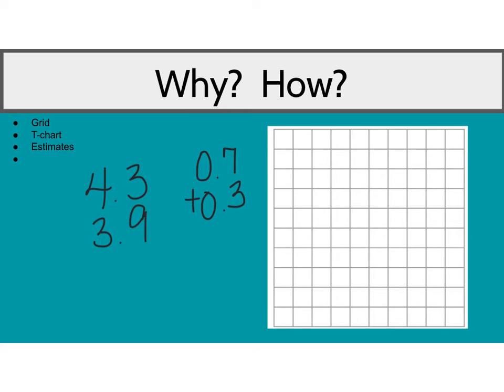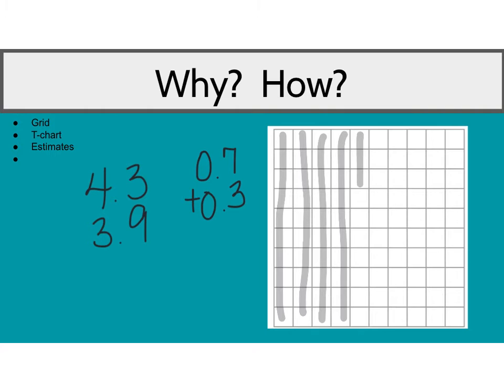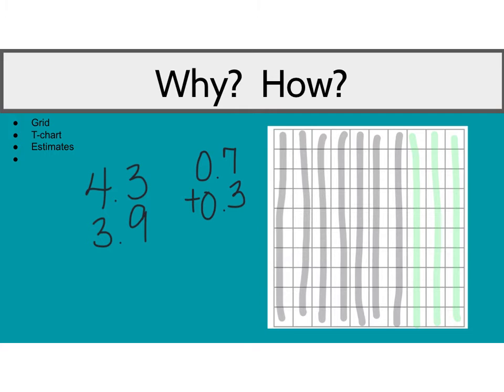And how would I do that? I would color in 7/10, which would be all of these. And then I would add to that 3/10. Well, looky there. That equals a whole. So when we go to add that up, that's going to equal 1 and 0 tenths because it's a whole. So that's just one example.